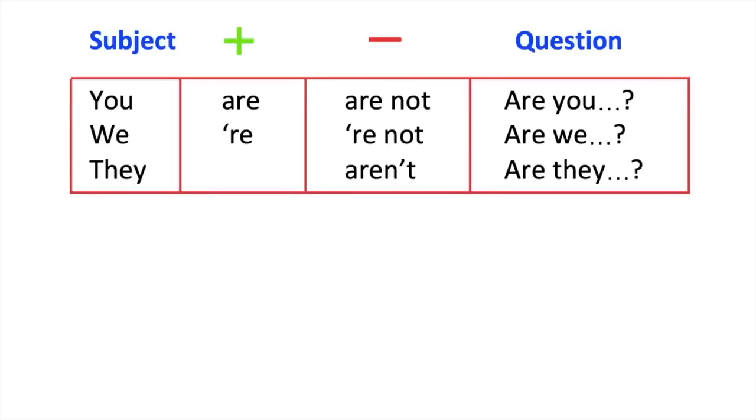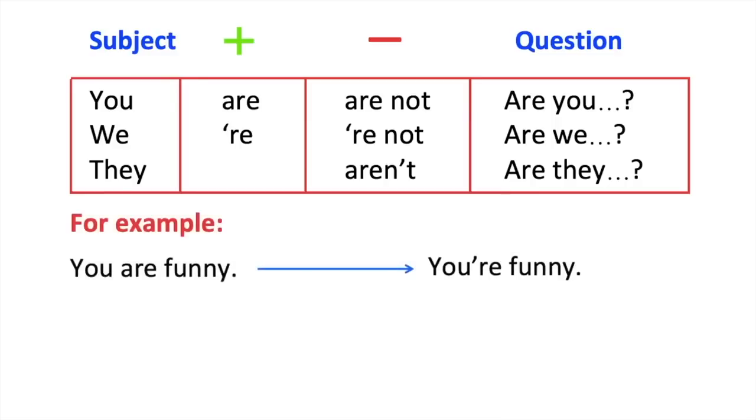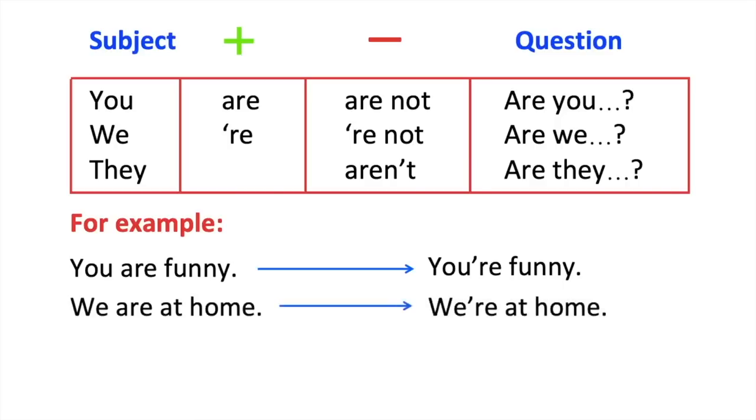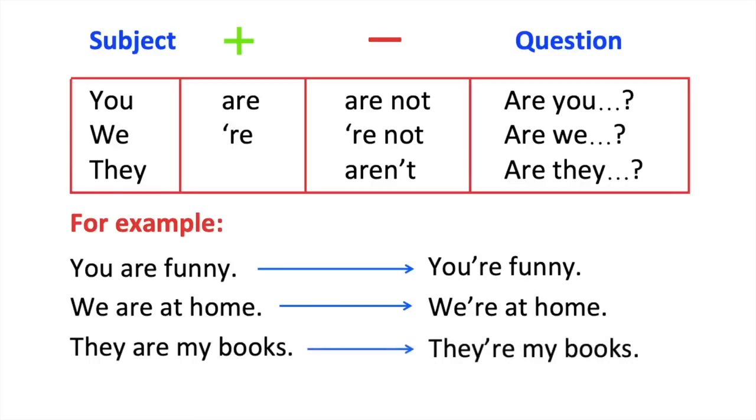Now let's look at the verb are. You are funny. You're funny. We are at home. We're at home. They are my books. They're my books. The question is, are they your books?